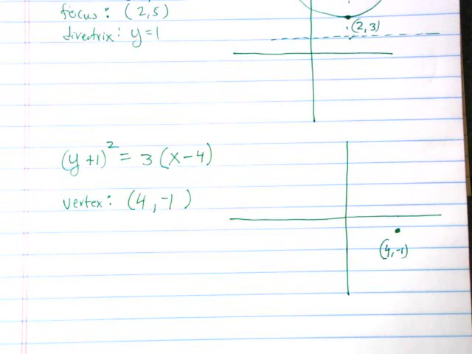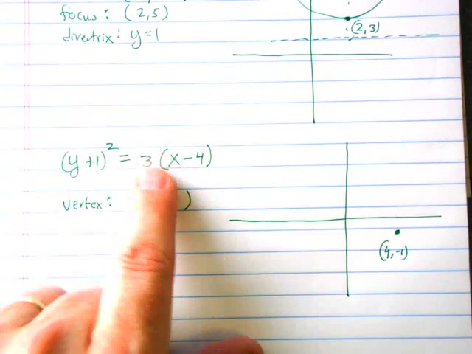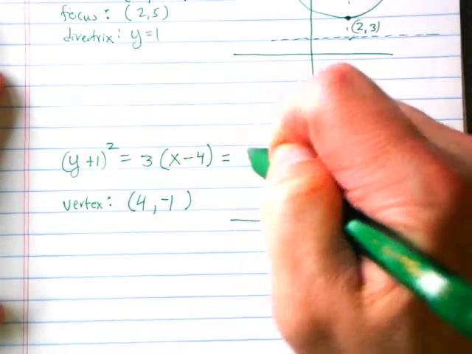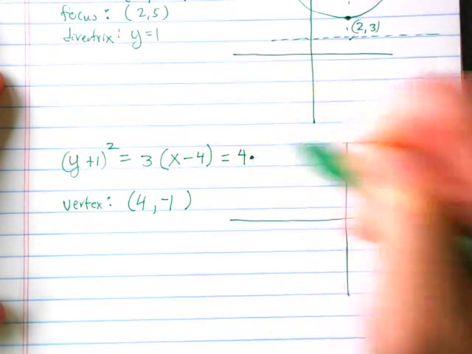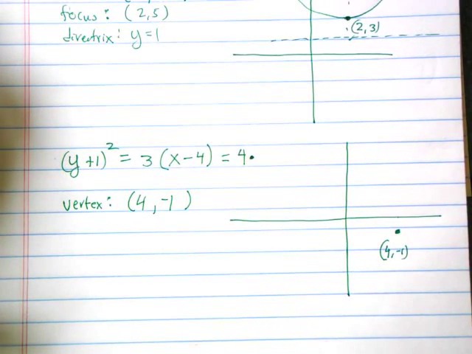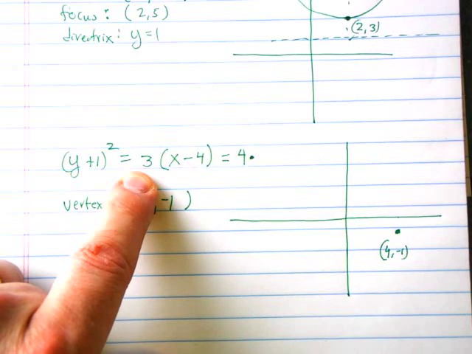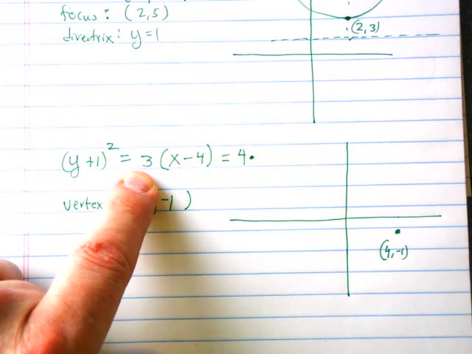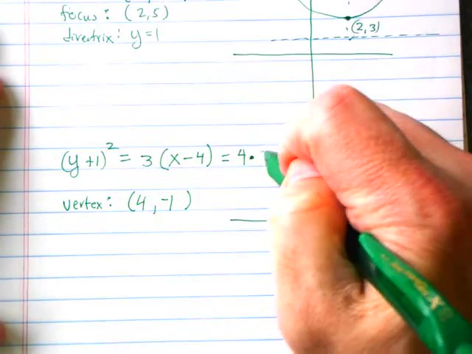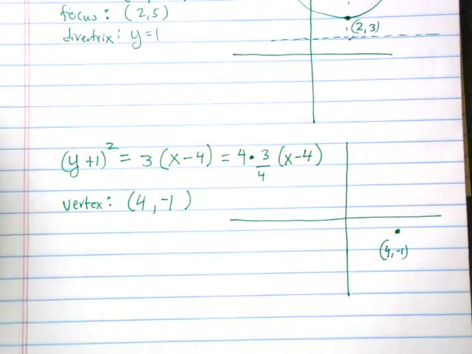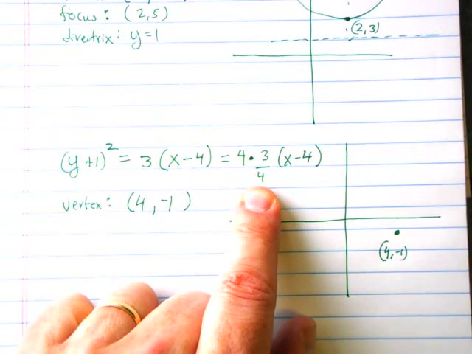Okay, now I said 3 is a bad number, but I lived with it anyway. Why is 3 a bad number? Because I really want 4 times something here. So what 4 times what will give me the 3 back? 3/4. That's correct. It's not as hard as you think. Times (x − 4).